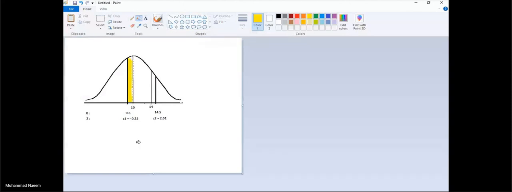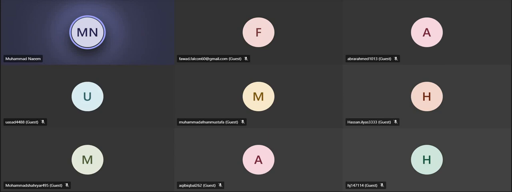Now the area corresponding to Z2, this will be the area corresponding to Z2 from center to Z2. So add both the tabulated areas, you will get the answer. So in this way, we can approximate the situation.